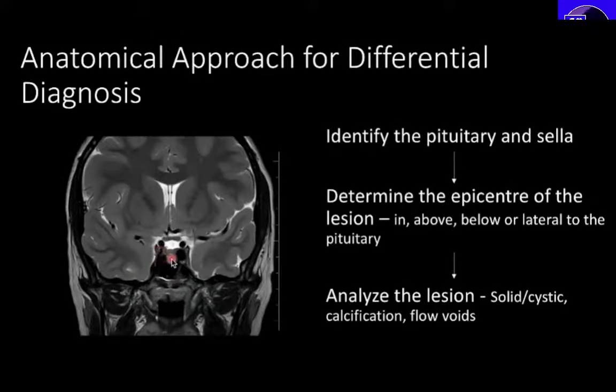First, we identify the sella and the pituitary, both the adenohypophysis and the posterior pituitary bright spot. So this is the sella and the adenohypophysis. Then we determine the epicenter of the lesion. Is it in, above, below or lateral to the pituitary? And whether the lesion is solid, cystic or mixed solid cystic heterogeneous. Is there any calcification? Are there any flow voids in the lesion?